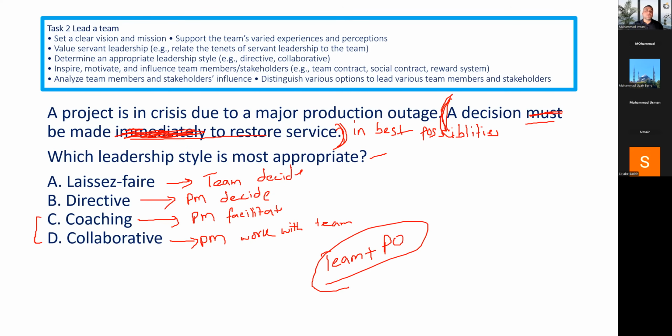They will never confuse you by writing something ambiguous. So they will mention the product owner. If the product owner is mentioned, then it has to be adaptive or hybrid. If the product owner is not mentioned, then it has to be predictive. Make sense now? Yes, thank you, Imran. No problem.